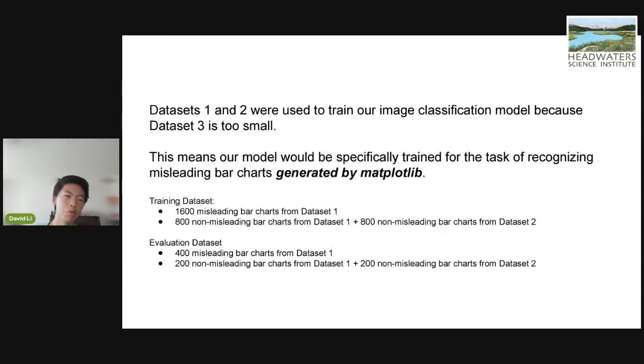We used datasets 1 and 2 to train our image classification model because dataset 3 was unfortunately too small. This means that our model would be specifically trained for the task of recognizing misleading bar charts generated by matplotlib. That means that it might not be able to recognize misleading bar charts generated by other programs because they are presented differently.